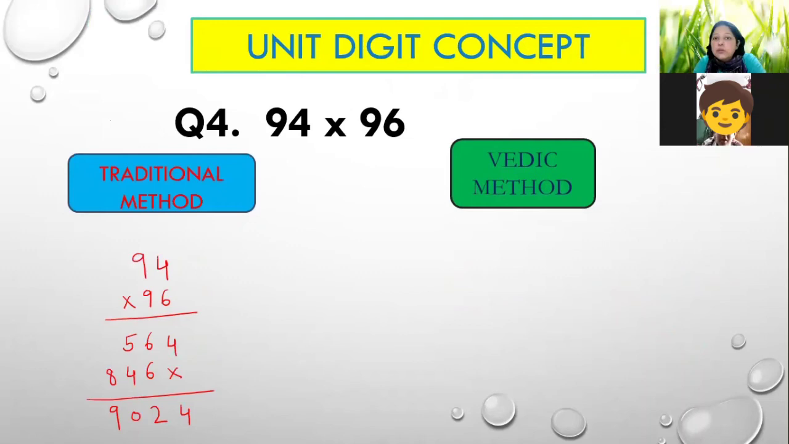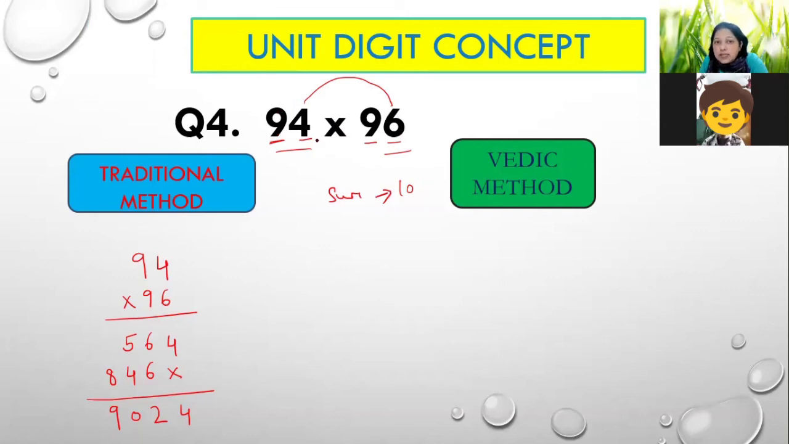Okay, next now, the unit digit concept is another trick. 94, 96. Okay, so can you see any pattern here? Vikash, can you see any pattern here? Okay, I'm giving you the hint. What is the sum of 4 and 6? 10. Okay, so the pattern here is that the sum of the unit digits is 10, and the tens digit is the same in both places.